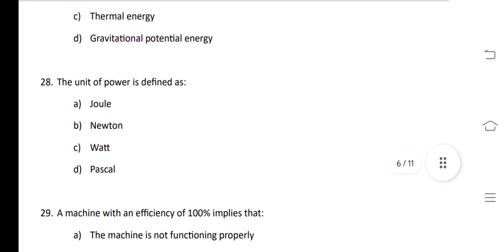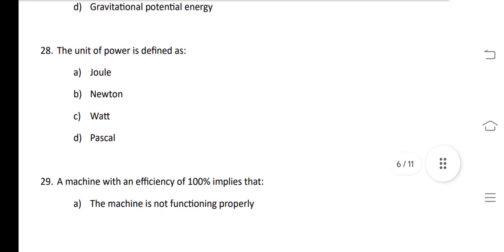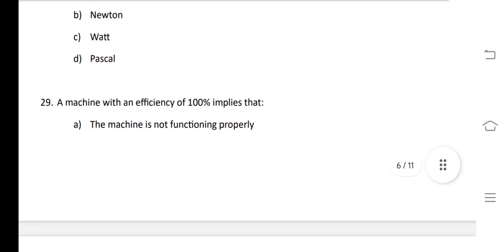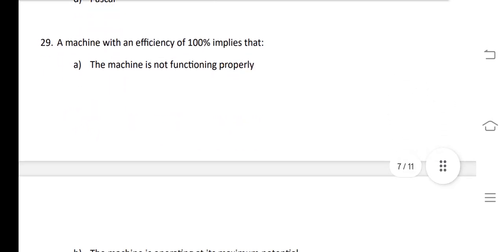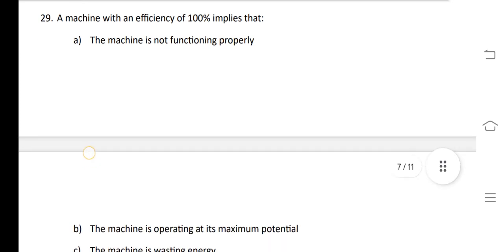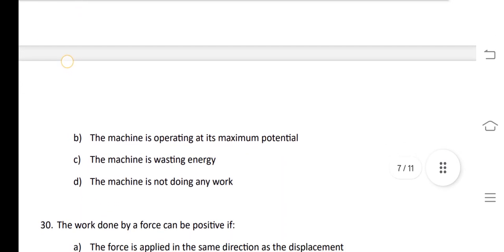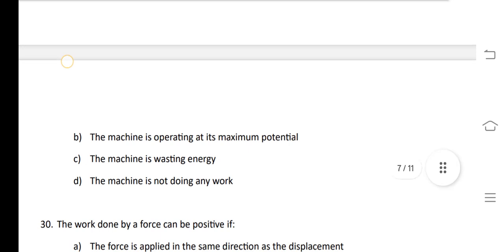Our next question is unit of power is defined as watt. Our next question, the machine with an efficiency of 100% implies that the machine is operating at its maximum potential. But in reality, no machine can be 100% efficient.